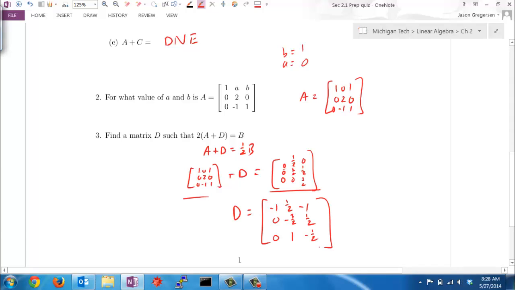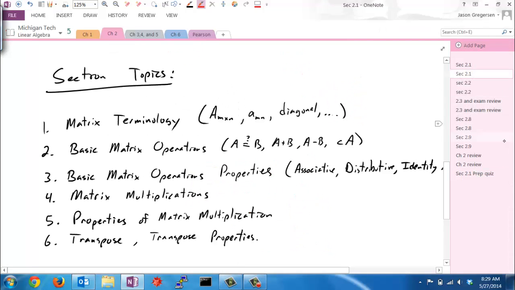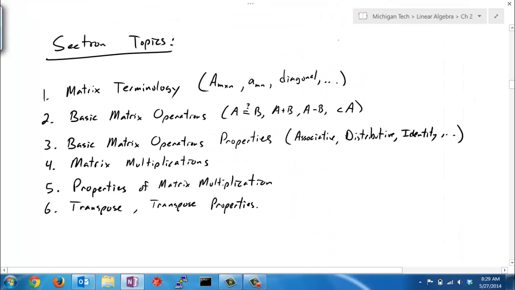All right, any questions from the preparation quiz here? Any questions about adding and subtracting these matrices, multiplying them by numbers? Okay. All right, so where does that get us here on our list of things we want to be able to do?